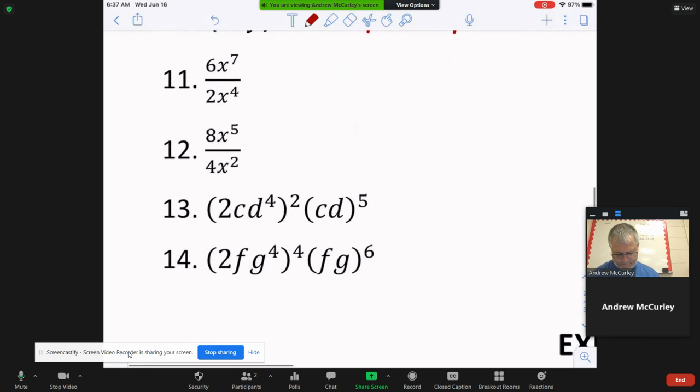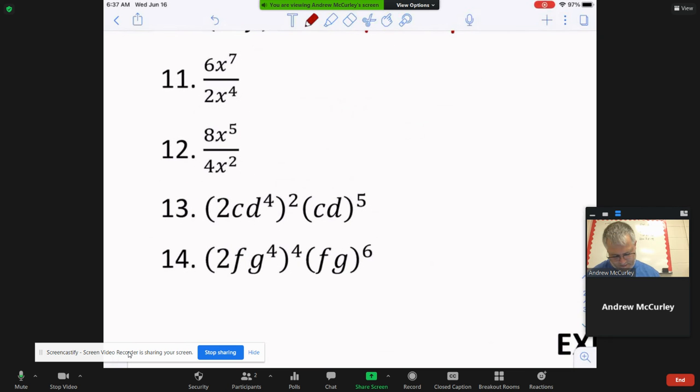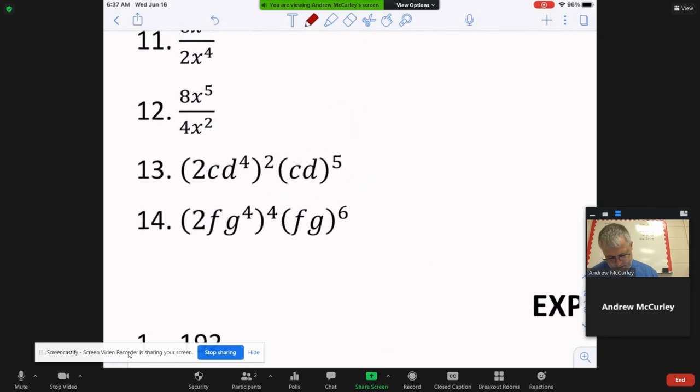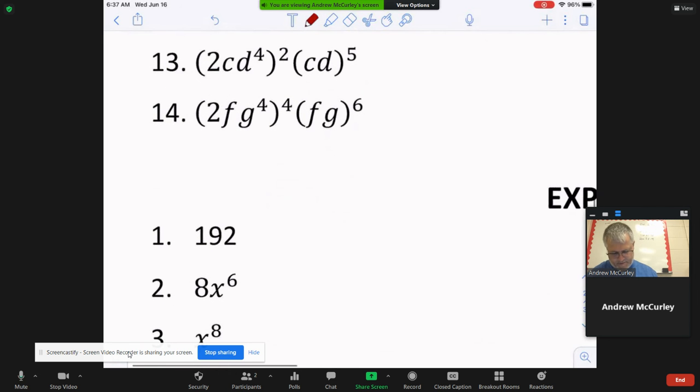I like 13. So we got a lot going on in 13. So you know what? Let's do 14 since it's the same thing and I got more space. So 2 to the 4th, f to the 4th, g, because there's a 1 there, g to the 4 times 4, so g to the 16th, times f to the 6th, g to the 6th.